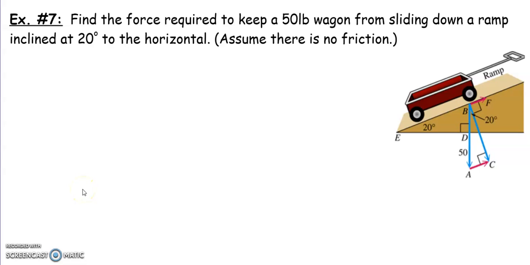Okay, so in example 7, let's take it from the abstract of just saying that there's a force and actually do a real-world type problem, except we're going to ignore friction. So really, how realistic is that? But we're going to get the idea. So let's find the force required to keep a 50-pound wagon from sliding down a ramp inclined at 20 degrees to the horizontal. Let's assume there is no friction, that the forces applied aren't affected by friction in this picture.